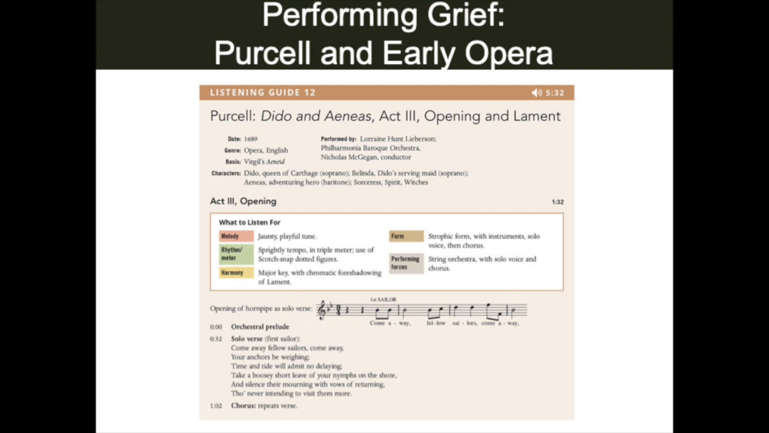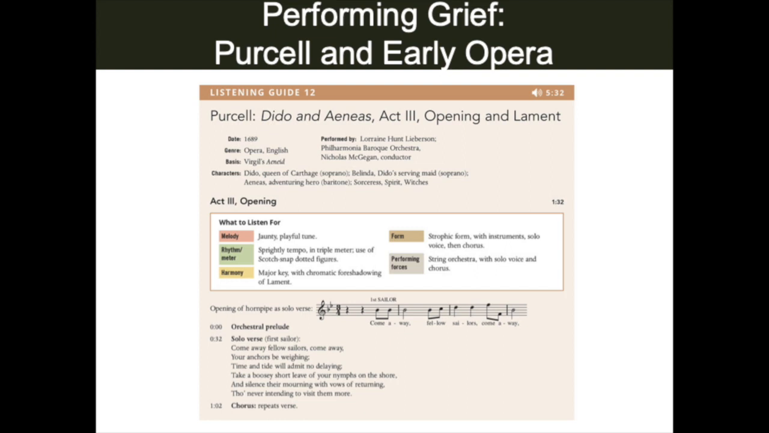All right, here we have the breakdown from the listening guide for Dido and Aeneas, Act 3, opening and lament. And in the opening, we have a jaunty and playful tune. The rhythm is a sprightly tempo, so it's pretty lively, meaning fast. And we have a triple meter, and we use that Scotch snap dotted figures. So the short, long, short, long, short, long, hearing that really sounds really lively. The form is a strophic form with instruments, solo voice, and chorus, and then chorus.